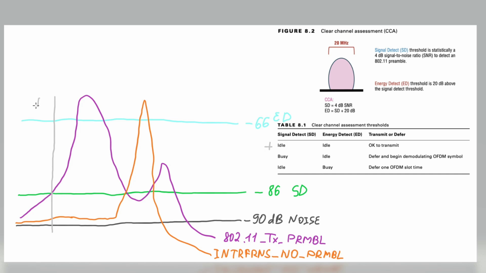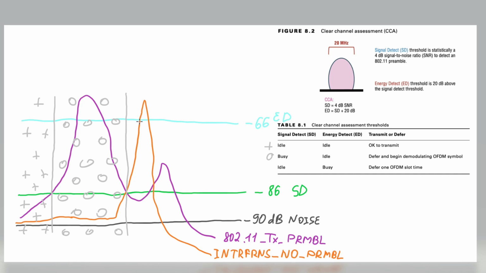The second line is signal detect busy and energy detect idle. The 802.11 signal is above the threshold, the preamble is recognized correctly and the interference is below the ED threshold. The medium is considered busy, we postpone the transmission, but demodulate the heard frame.